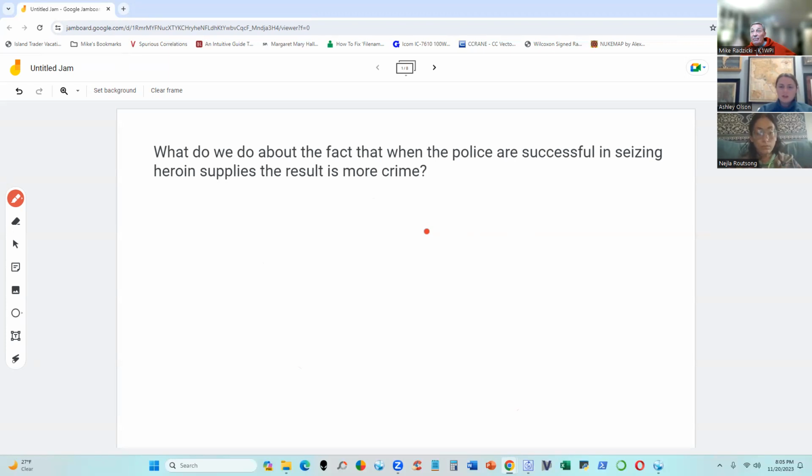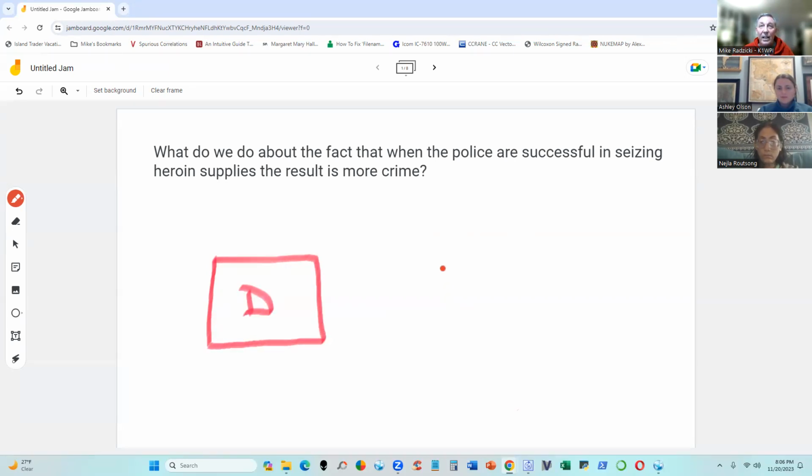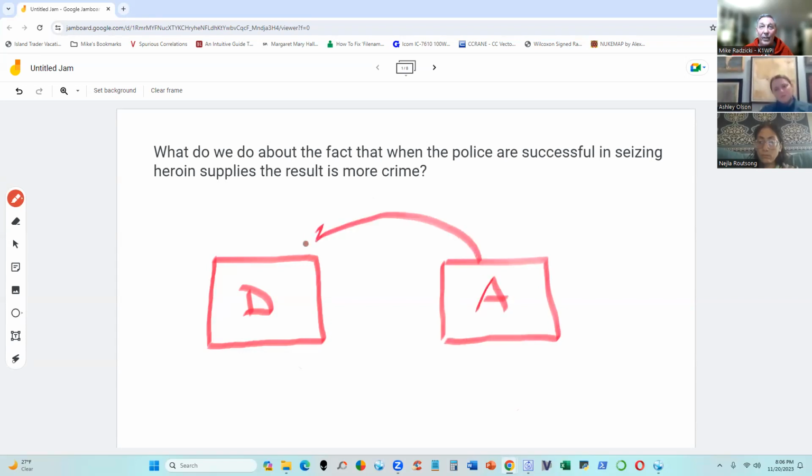The drug dealers. And who would be the demanders? The drug addicts. The addicts, right? So you might say, and I know we're running out of time, in terms of sectors, we might have the dealers and the addicts. And these two things are going to interact with one another.